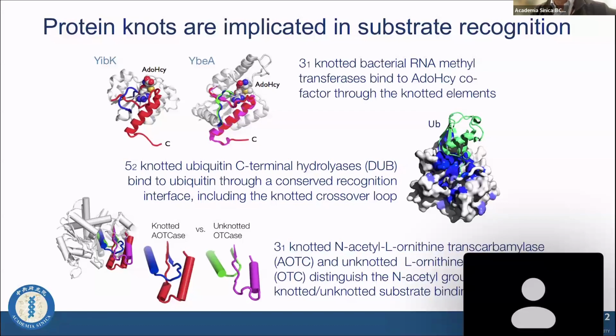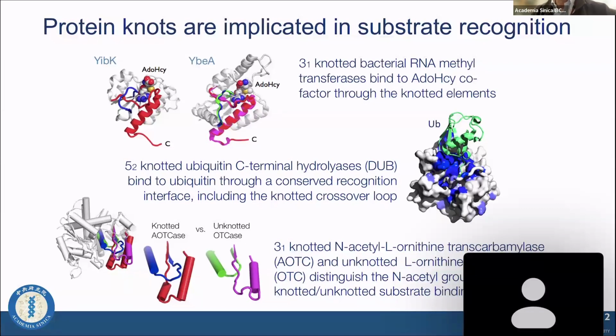They are very important for protein translation because tRNA and ribosomal RNA need to be modified by these enzymes to become active. For the Phi2 knotted proteins in humans, these are ubiquitin C-terminal hydrolases. And the knotted region I color mapped on the surface in blue is used to bind to the target protein ubiquitin, highlighted in green.